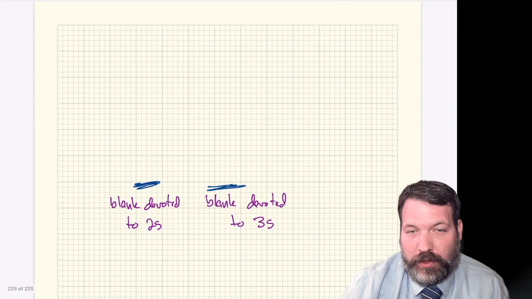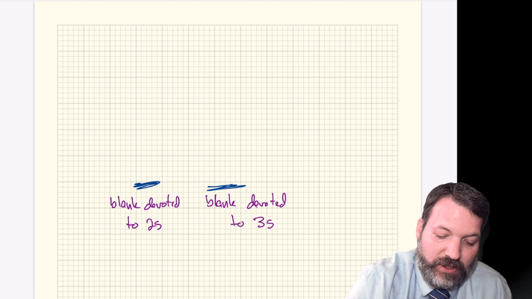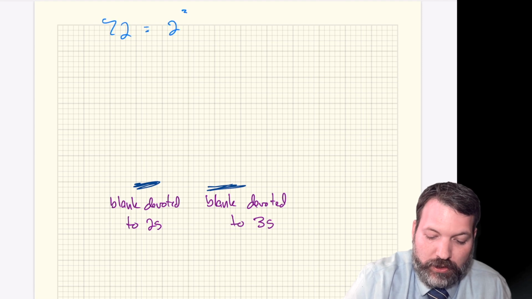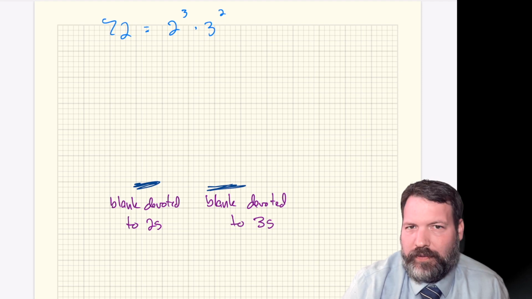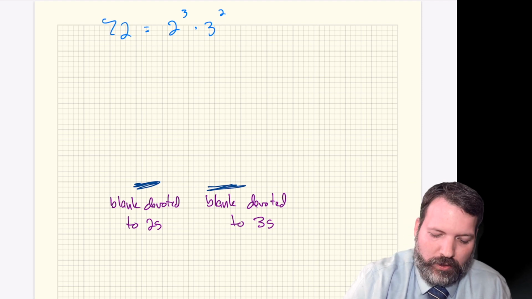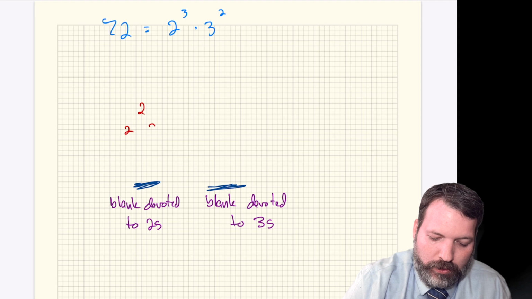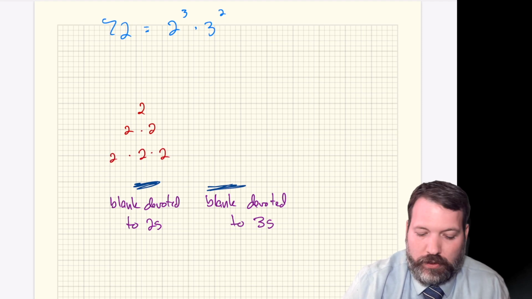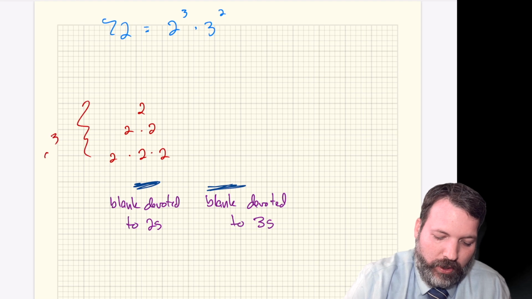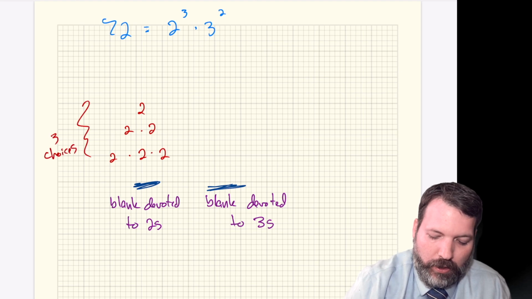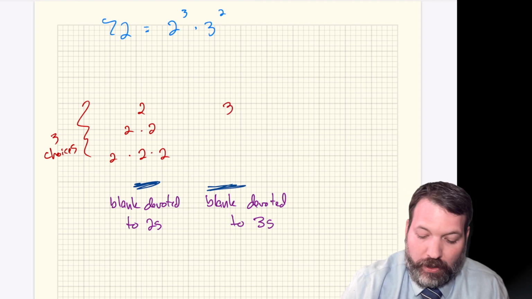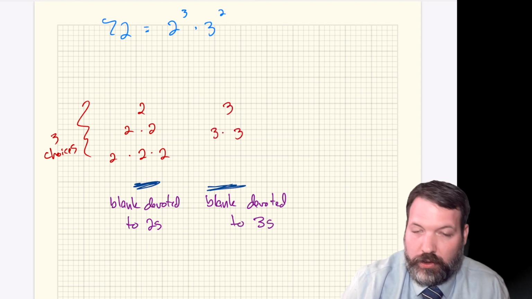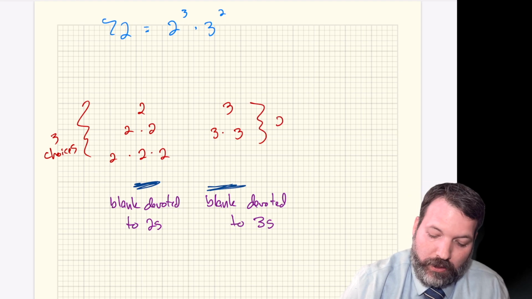And remember, let's also think about what is available to us. 72 is equal to 2 to the third times 3 squared. 2 to the third, that means we have 3 2's to choose from. We could use one of them, we could use 2 of them, or we could use all 3 of them. So that looks like 3 choices, right? And then the 3's, what could we do there? Well, we could use, once again, one of them, or we could use 2 of them. And so that looks like 2 choices.